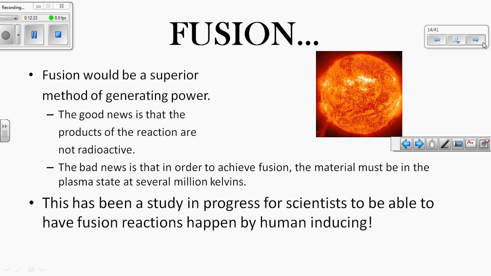However, the bad news is that in order to achieve fusion, the material would have to be in the plasma state. And we learned that the plasma state of matter is where a substance is at an extremely high temperature, in this case several million kelvins. So that is the bad news about using fusion to generate power.